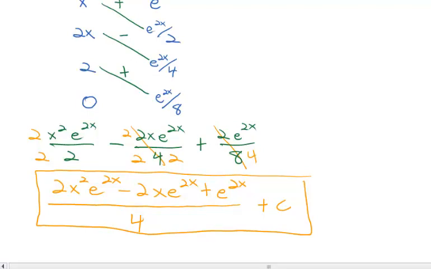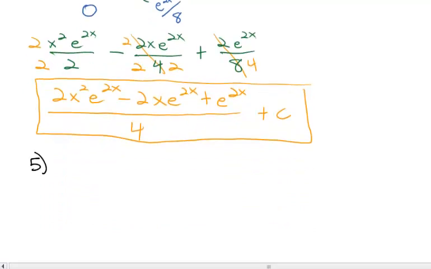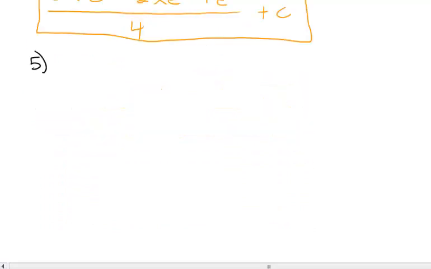Let's take a look at one more that gets really fun before we step away from this. Number 5. Let's do the integral of x cubed plus 3x squared plus 5x minus 7 times e to the negative x dx.